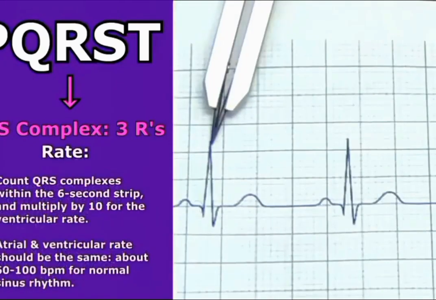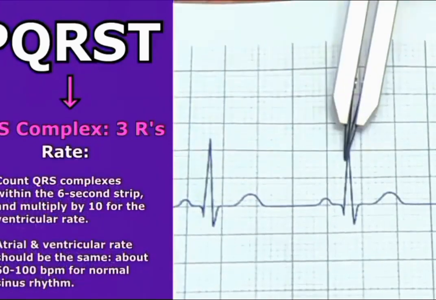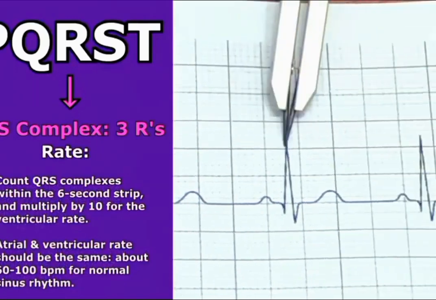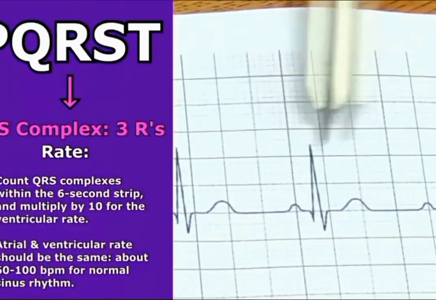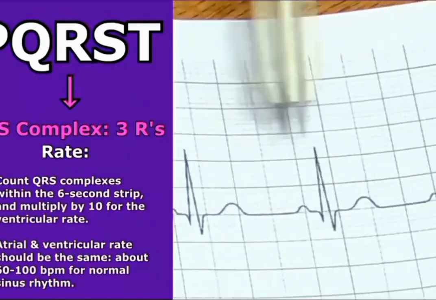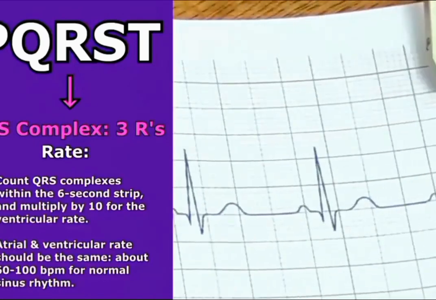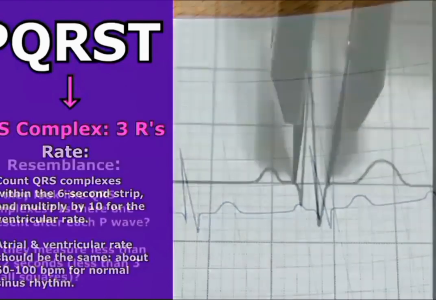Then look at the rate of that QRS complex within that 6-second strip and count those complexes and multiply by 10. This is the ventricular rate. And the atrial rate and the ventricular rate should be the same, around 60 to 100 beats per minute for normal sinus rhythm.